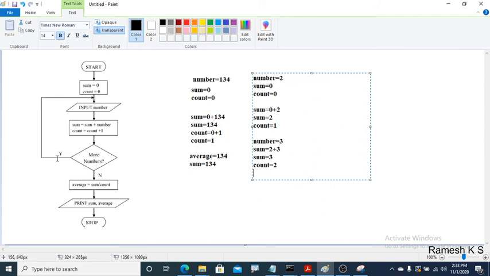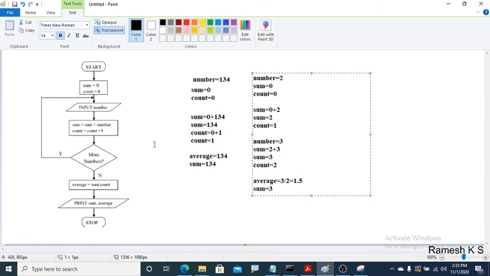Again, more numbers? No, I am moving down. Average is equal to sum divided by count. Sum is 3 divided by count 2. So it will come like 1.5. So the average is 1.5. What is the sum value? Sum value is 3. This is the final answer.